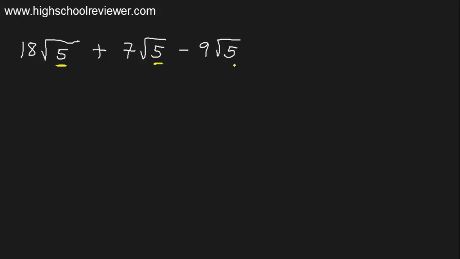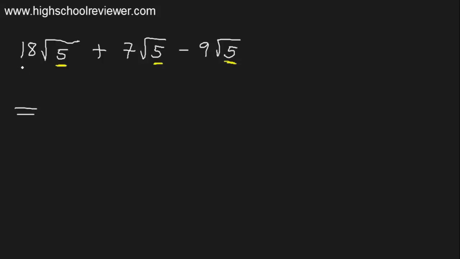Okay, our next problem, we will have 18 square root of 5 plus 7 square root of 5 minus 9 square root of 5. In this problem, we can see that we have the same radicands, or the numbers or expressions inside the radical symbol. So our radicand here is positive 5. Since they are the same in the three expressions, we can add directly the numbers outside the radical symbol.